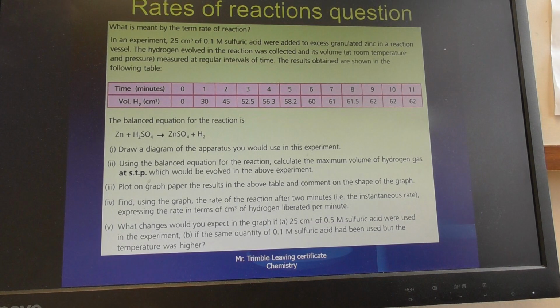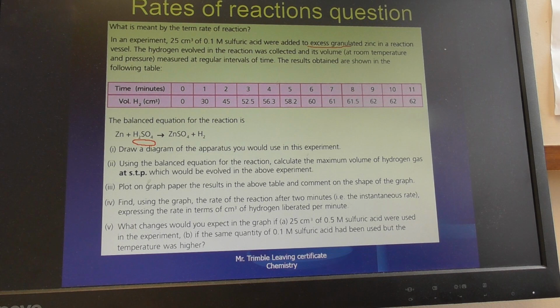So that's that part. Using the balanced equation for the reaction, calculate the maximum volume of hydrogen gas at STP which will be evolved. So essentially, guys, we need to find out the maximum volume of hydrogen gas. There's the balanced equation, and we need to find out how much H2SO4, and when I say how much, I mean in terms of moles, number of molecules. And then it says excess zinc, so if you look up here, it says excess granular zinc. Therefore, we may assume that we won't run out of that. So what amount of this do we have?